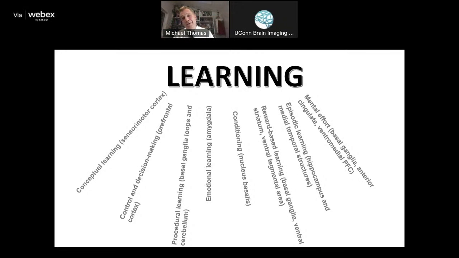You've got your reward learning system in basal ganglia and ventral striatum. You've got your episodic learning system in hippocampus and your medial temporal lobe structures. And then, a big thing in learning is how much effort do you want to put in? That's been calculated by the brain by an interaction between basal ganglia, anterior cingulate, and ventromedial prefrontal cortex.